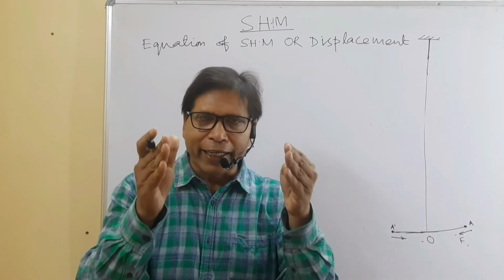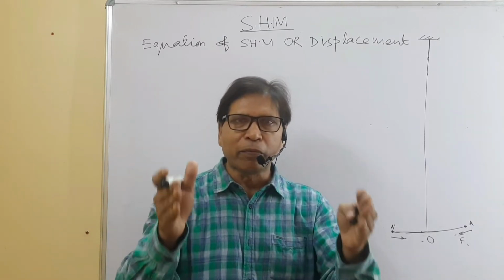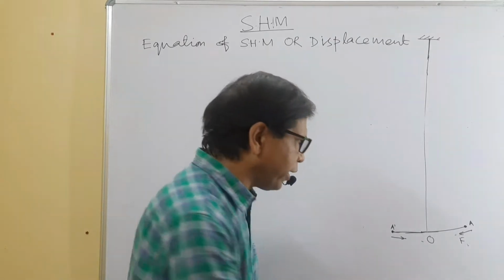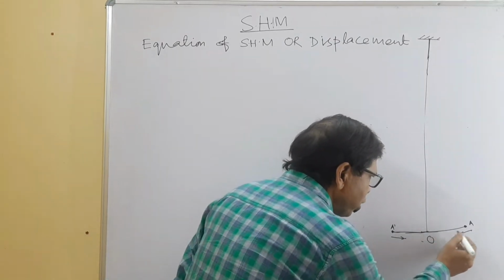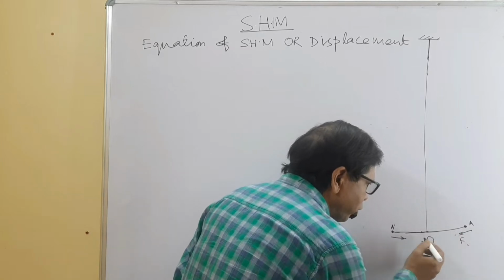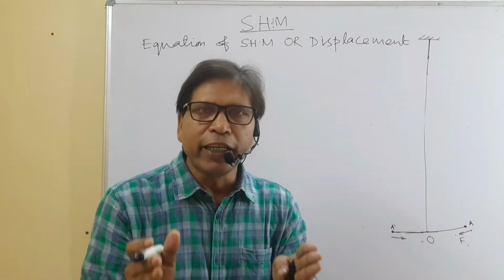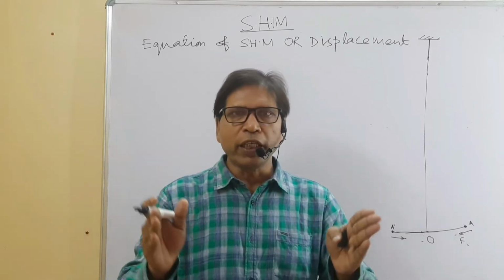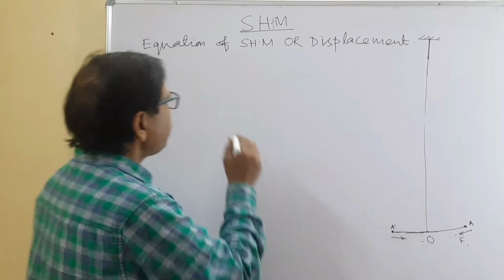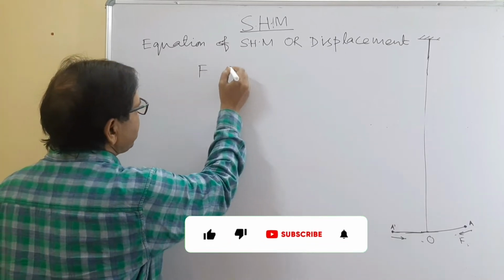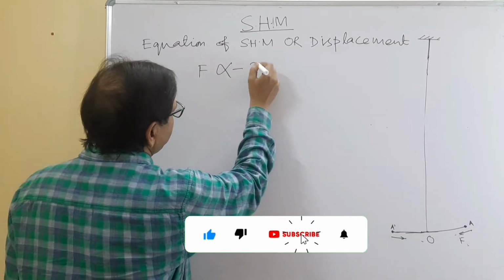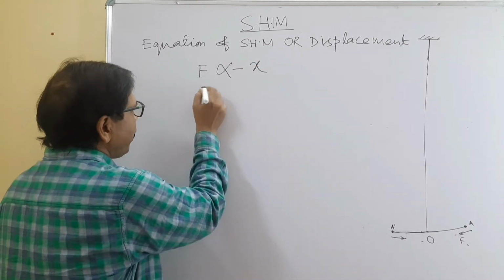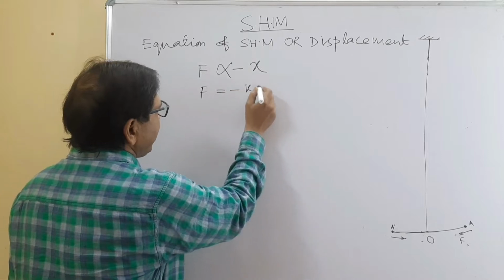If the force acting on a particle is directly proportional to displacement and directed to a fixed point. Look at this. Suppose this is the fixed point. The force is directed along this direction, and this force is directly proportional to displacement. Then the motion is called SHM. Therefore, if F is the force and x is the displacement, then F is proportional to minus x. Okay? So, F equals minus kx.